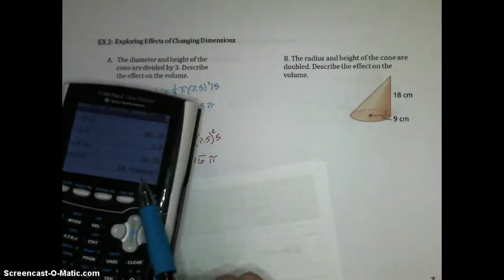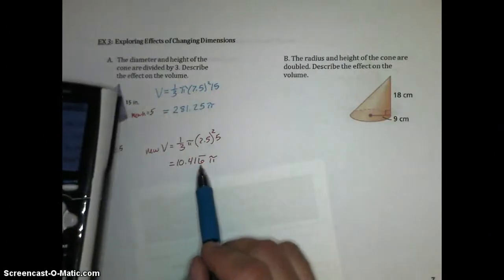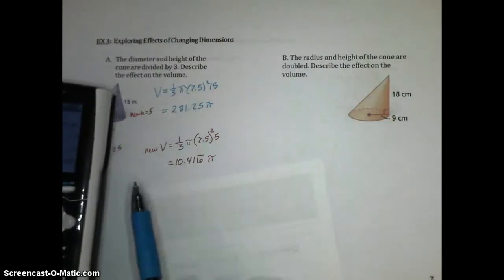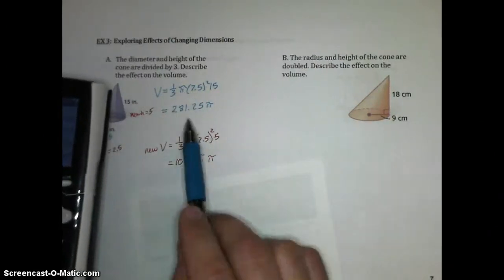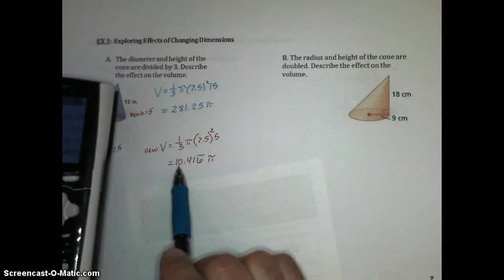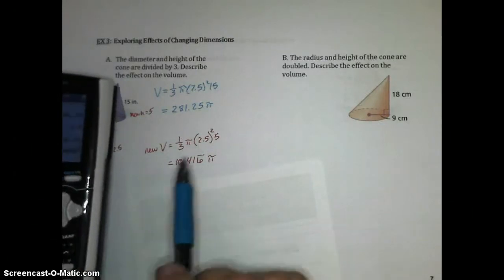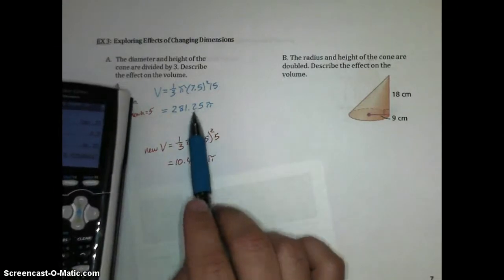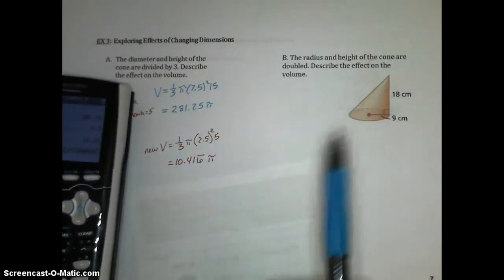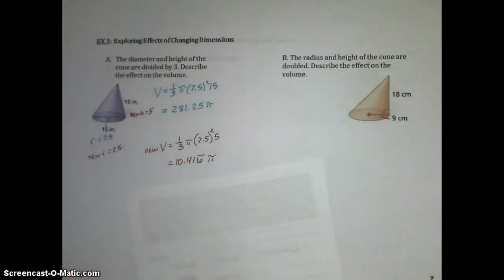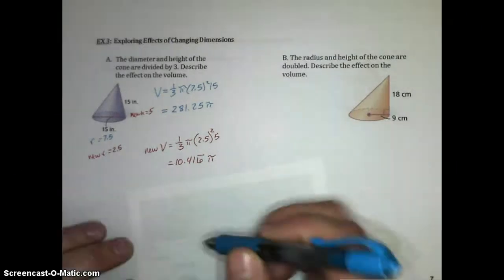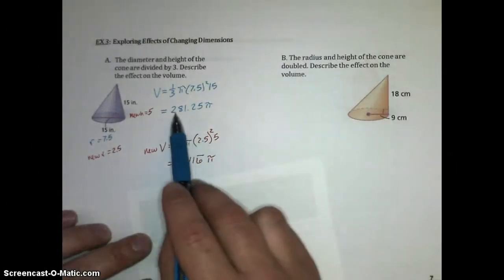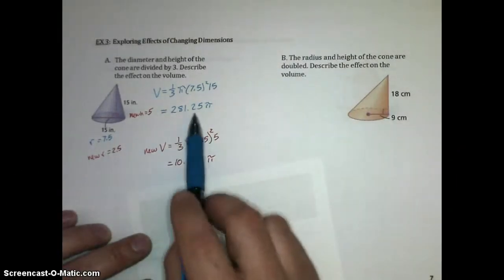okay, you see I still have it in my calculator screen, and if I were to multiply that by 3, I would not get that. If I multiply by 9, I wouldn't get that. What we actually need to do is multiply this by 27. Okay, another way we could do this is to take this number, 281.25 pi, and divide it by this number and see what we get. Okay, when we do this, we divide this number by this one, we get 27.